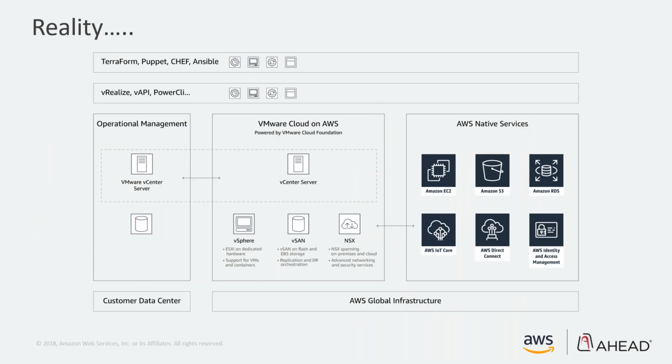This is the high-level view. Let's get a little more in-depth here. You can see in the middle, you've got VMware Cloud. The left side is your existing data center, and the right side is AWS native services.